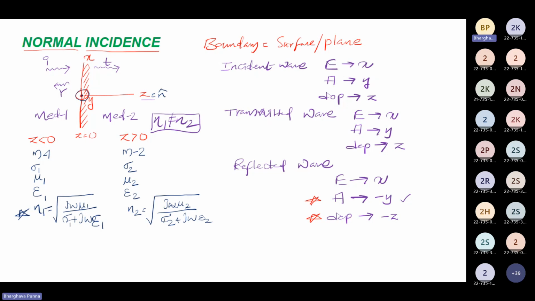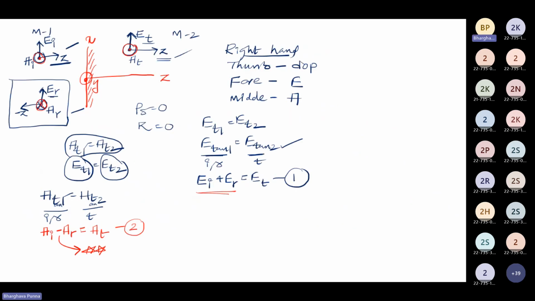A very important point is that the reflected wave electric field we have taken in the direction of x only, but when we change the direction of propagation to the negative z direction, the direction of the magnetic field is changed to the negative y direction. Accordingly, we have drawn this particular diagram. Then we have taken the boundary conditions. As we don't have any current density or surface charge density, we can take Et1 is equal to Et2 and Ht1 is equal to Ht2. And accordingly, we have provided equations here.